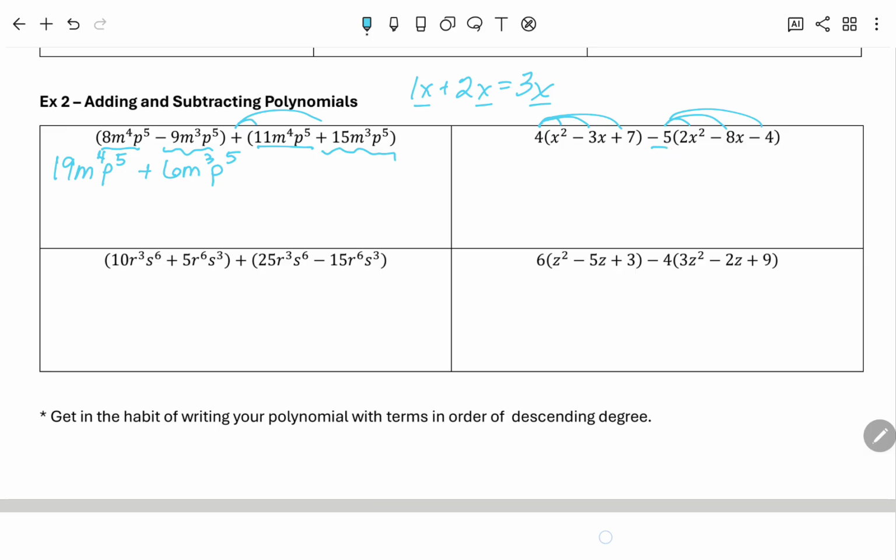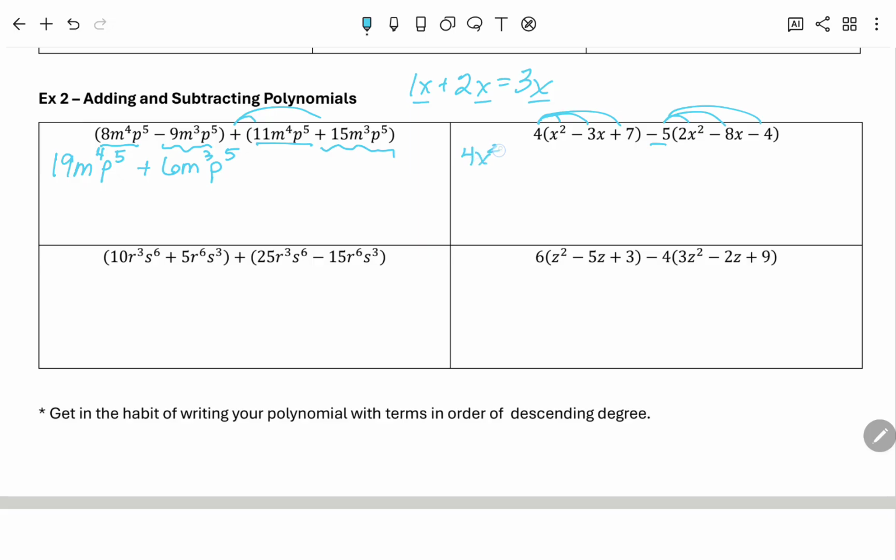So let's write out some more here. We're going to have 4x squared minus 12x plus 28 minus 10x squared plus, remember, negative times a negative gives us that positive, 40x plus 20. Now I'm going to pause and see what are like terms that I can combine. So I'm going to end up with -6x squared. And these right here are going to give me what? Positive 28x. And then finally, just my constants are going to give me a plus 48.